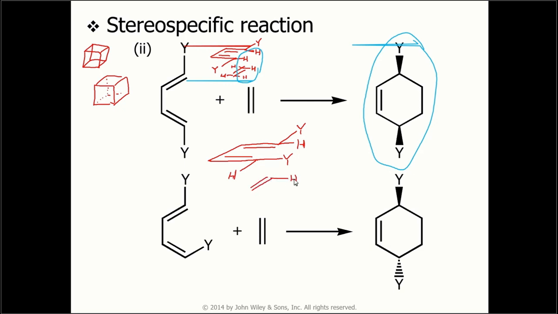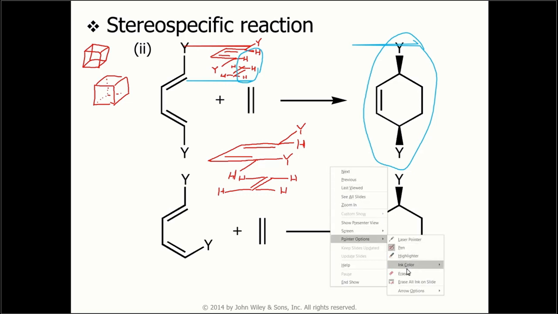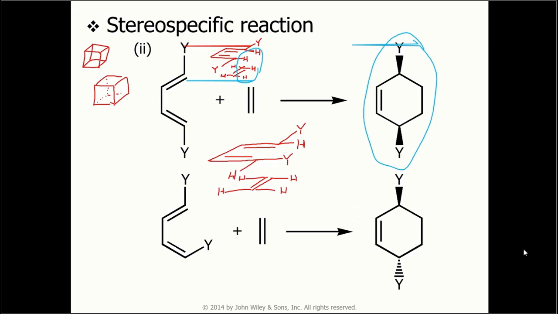Again, hydrogen, hydrogen, hydrogen, hydrogen. And now we can see that our Y groups are on different faces of the cube. So here I have hydrogen, Y, hydrogen, hydrogen, all on one face, and then the other Y group is on the other face of the ring, and that's what we observe in our product.